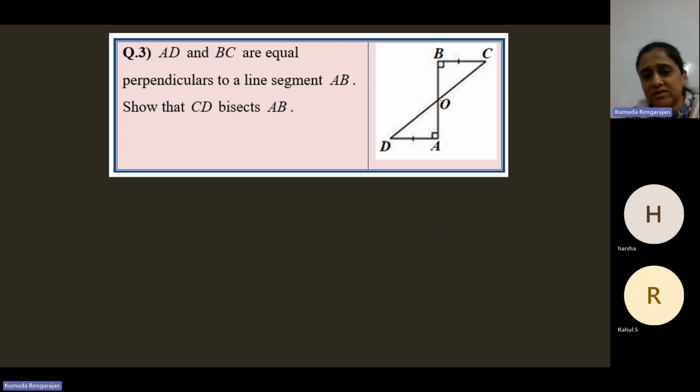So AB is bisected. So you should prove that O is the midpoint of AB. In other words, you must prove that OA is equal to OB. If you prove OA is equal to OB, that means O is the midpoint of AB, which means AB is bisected.